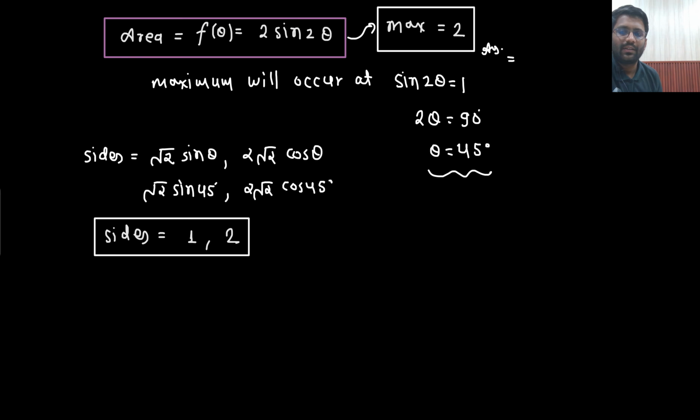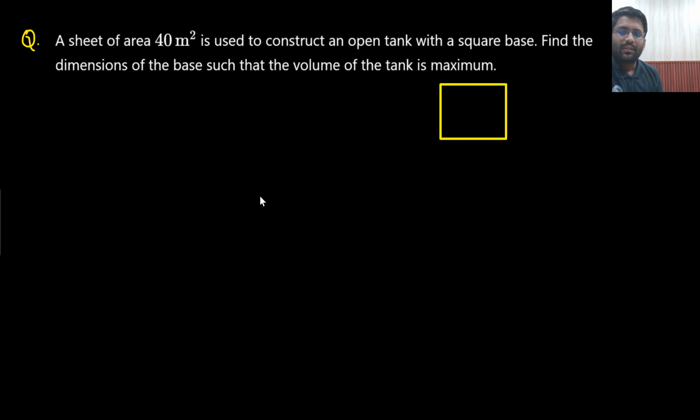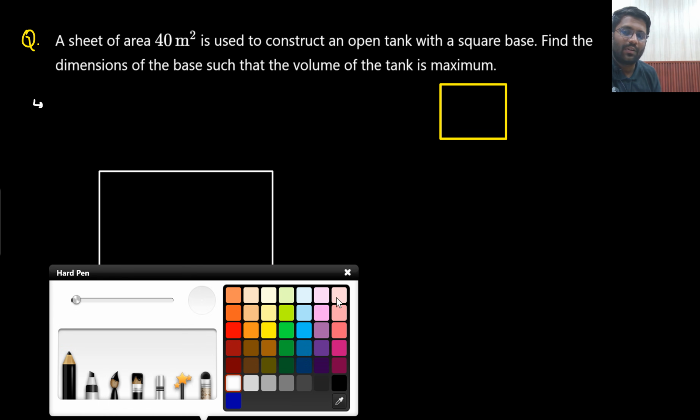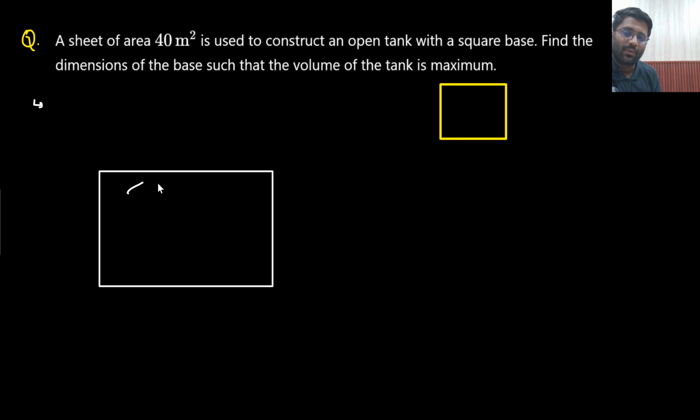Let's try the next one. A sheet of area 40 meter square is used to construct an open tank with a square base. Find the dimension of the base such that the volume of the tank is maximum. So first of all, try to understand what is happening. You are having a sheet which has a total area of 40 meter square.